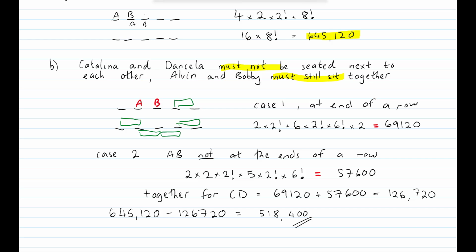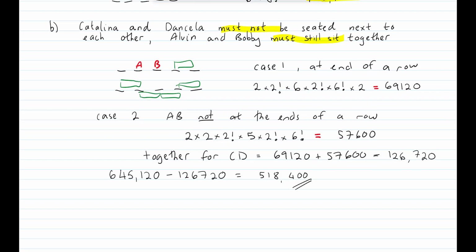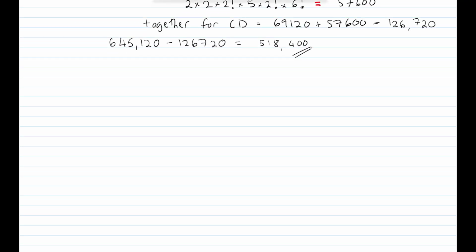So we looked at all the ways that C and D can be together, and then we had the total number of ways the children can be arranged, and we subtracted the ways that C and D were together to find the number of ways that C and D are not sitting together, with Alvin and Bobby still sitting together. Okay, also for part B, we can look at a different method, which will be directly counting the ways C and D are not sitting together. So we'll write that method up as well.